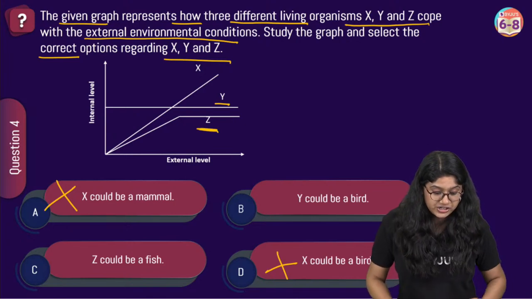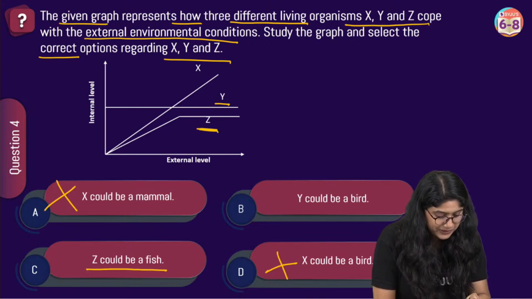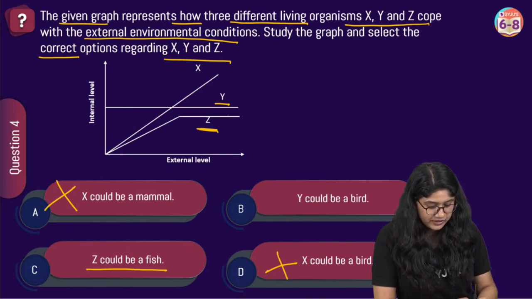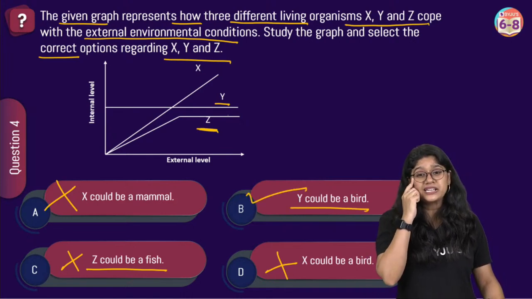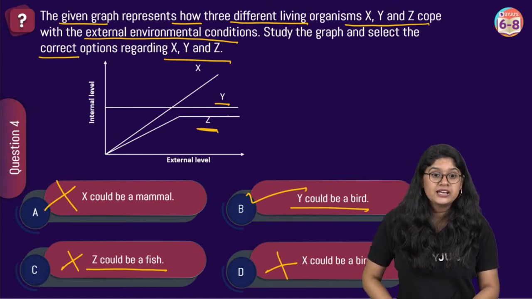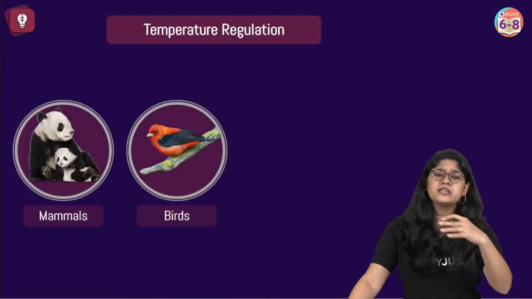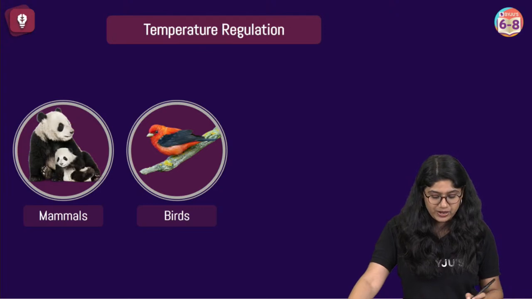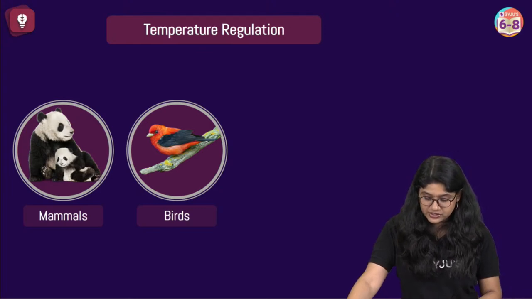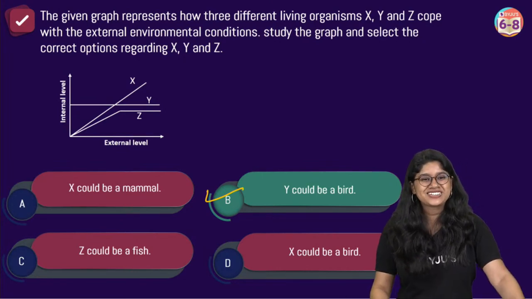Z could be a fish. Could be, but it cannot be this level, right? So, the correct answer would be that Y could be a bird. This is absolutely correct because it is maintaining its body temperature. Yes, please write your doubt. Write the question, I will answer it. Very good, everyone. With that, we know that the correct answer to this is Y could be a bird.